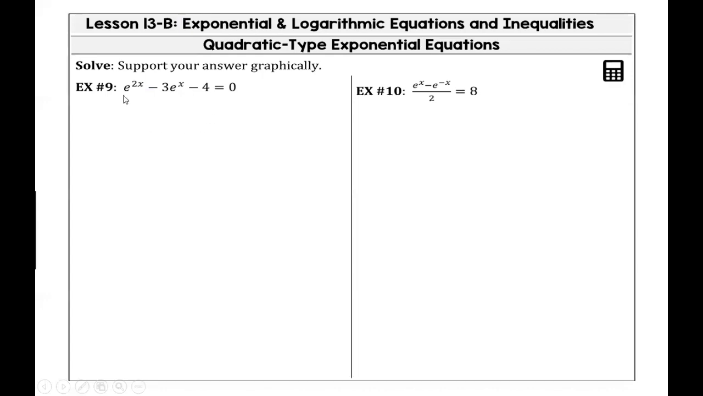So if you look right here, we start off with e to the 2x minus 3 e to the x minus 4. Okay. So the first thing I'm going to do is go ahead and move the 4. Why am I moving the 4? Because it does not have a variable in it. Does that make sense? So I'm going to go ahead and move the 4 by adding 4 to both sides. So now we're left with e to the 2x minus 3 e to the x equals 4.